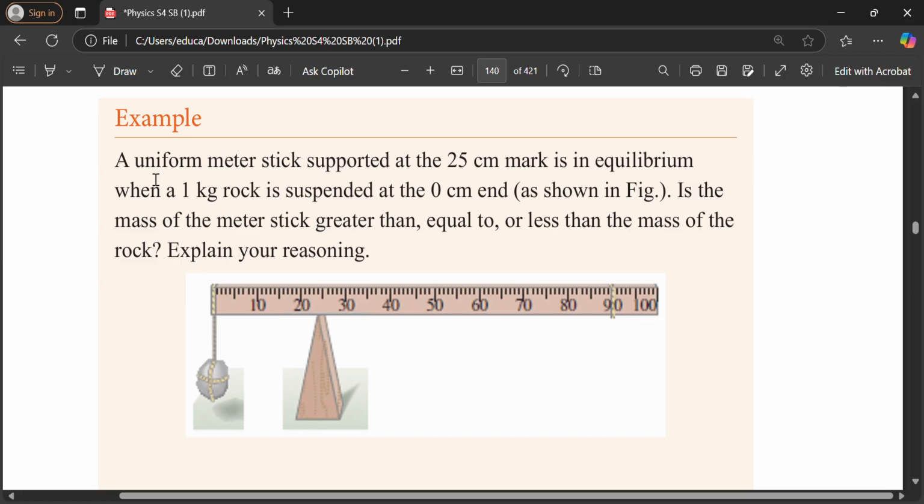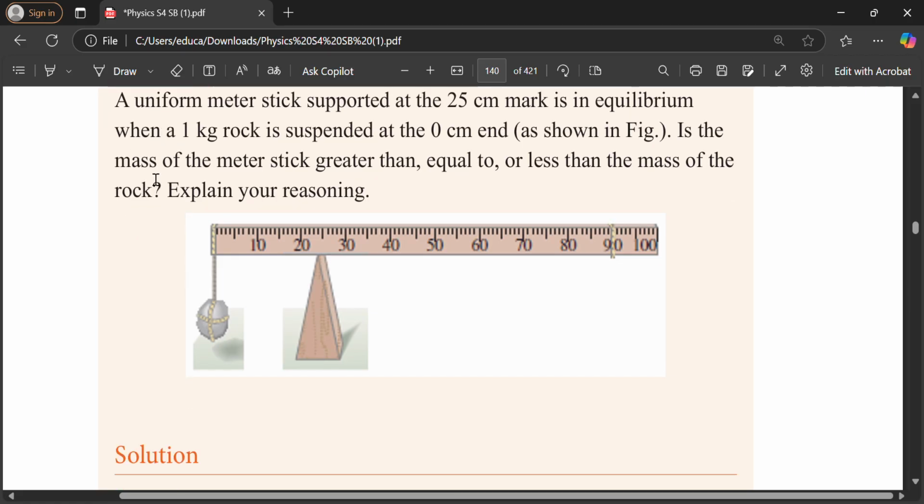So twagiye a uniform meter stick supported at the 25 cm mark is in equilibrium when 1 kg rock is suspended at the 0 cm end. Nkuko tubona mu gishushanyo. Is the mass of the meter stick greater than or equal to or less than the mass of the rock? Explain your reasoning.